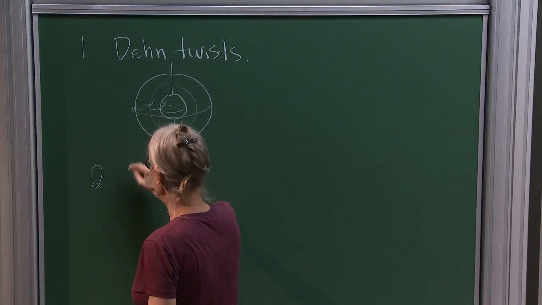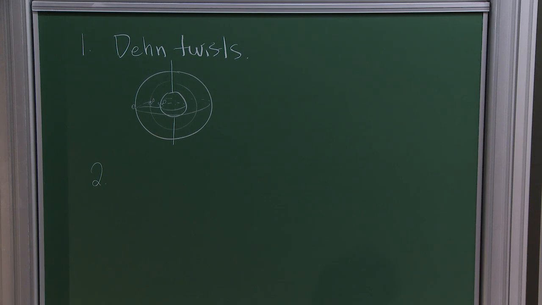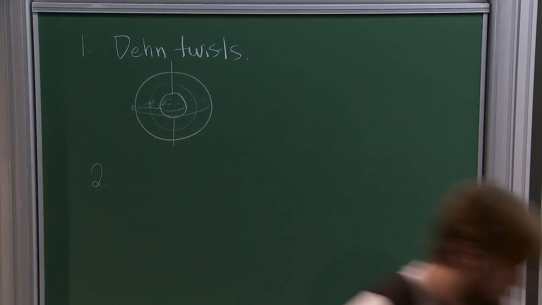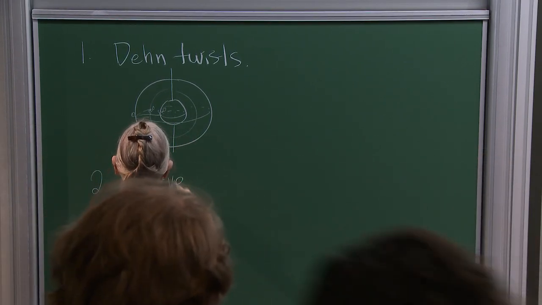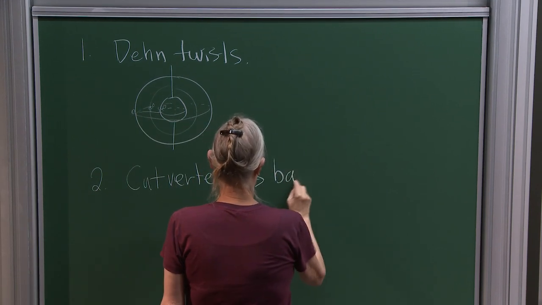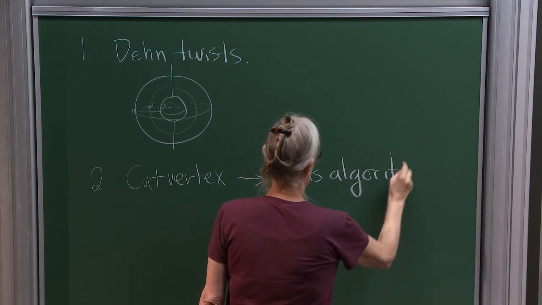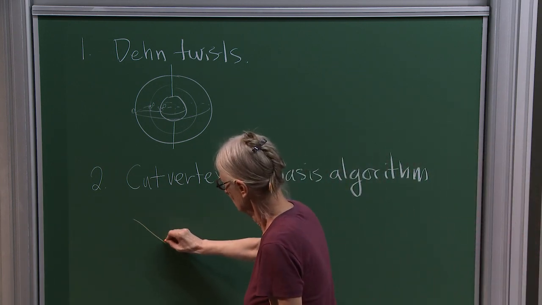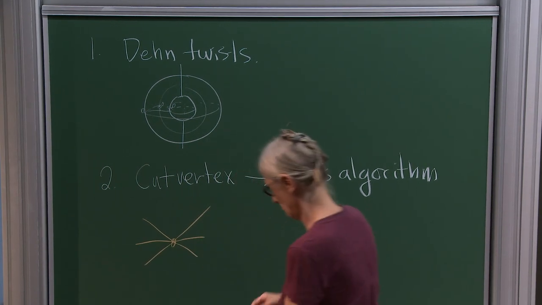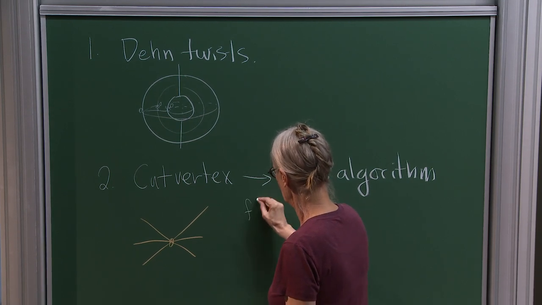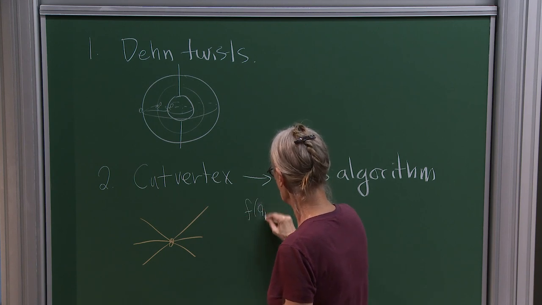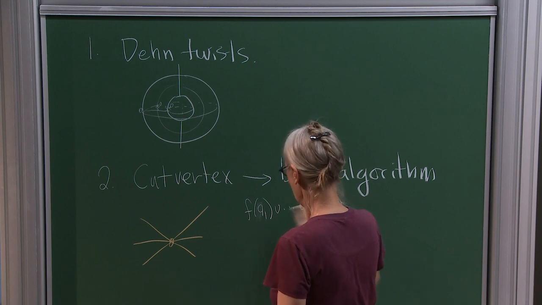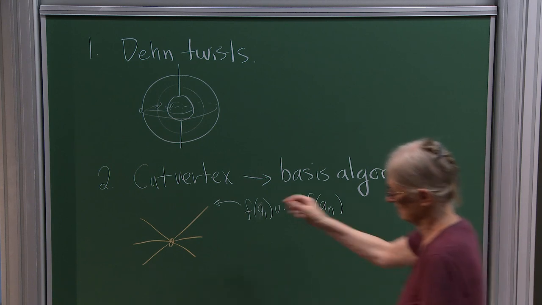The second comment is about why the cut vertex lemma gives you an algorithm for deciding whether something's a basis. And I'm just making this comment because the picture I drew at the end of the class last time wasn't really the right picture. So what's the point? The star graph having a cut vertex. So what is the star graph? The star graph is the union of the images of all of the generating loops. Okay, and so there's this big graph that you make.